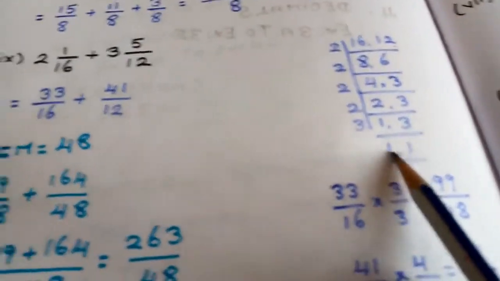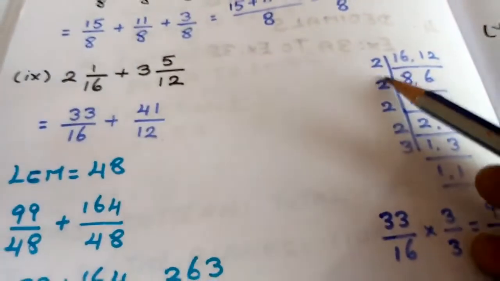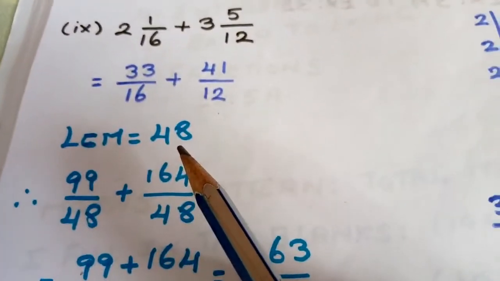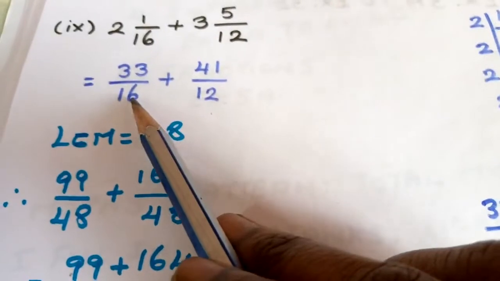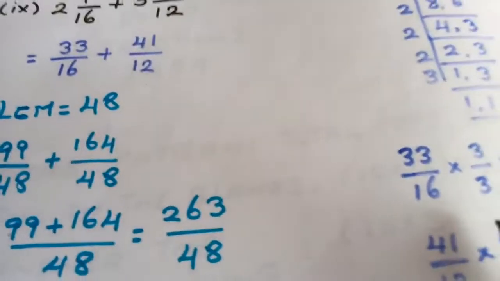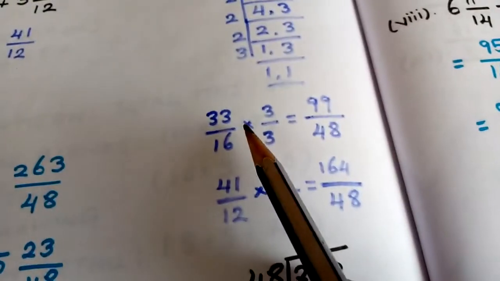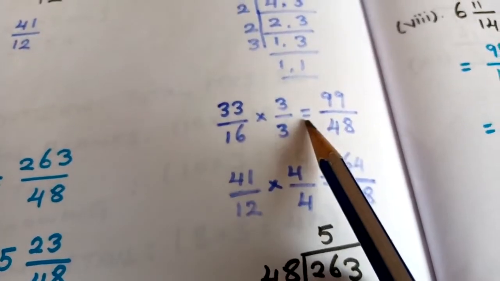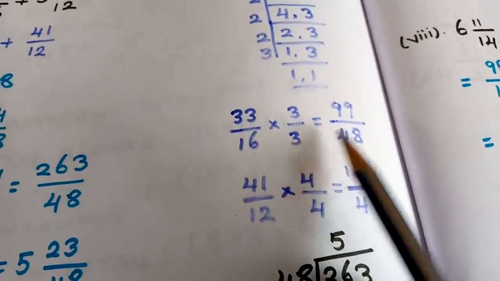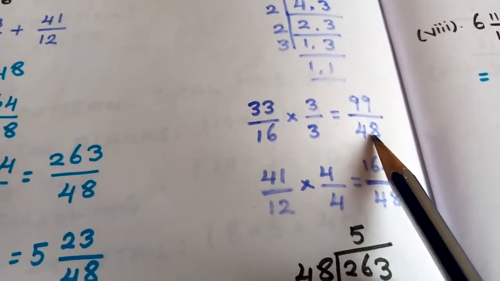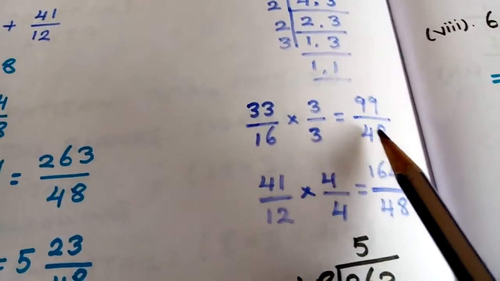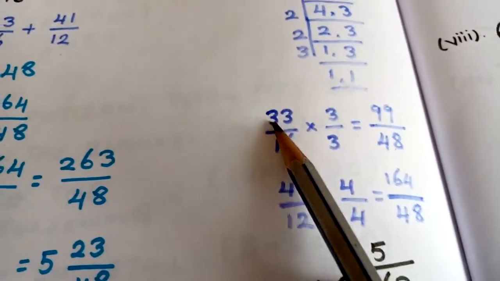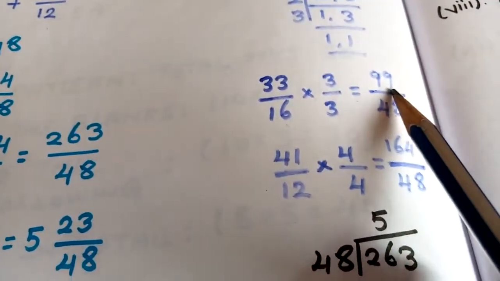After calculating those things and multiplying all these numbers, you are going to get the value as 48. So after getting 48, you have to make the denominator 48. That is what I have done in the rough work. 33 by 16, into what should I divide and multiply? The denominator should become 48. 16 into 3, 48. So top and bottom I am going to multiply by 3. 33 into 3, you are going to get the value as 99.